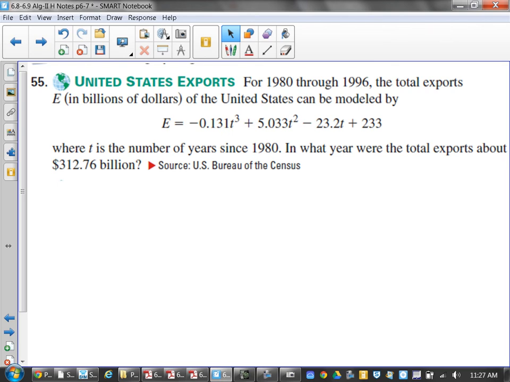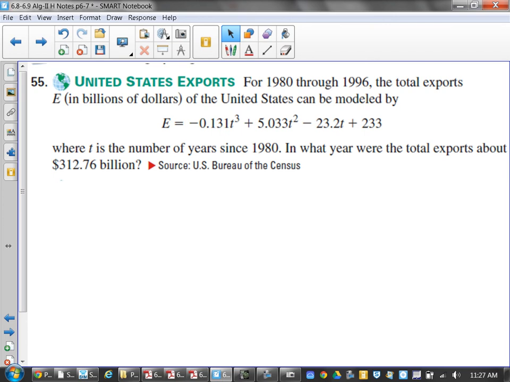If I'm looking at this very first problem, they're talking about the exports of the country between the years of 1980 through 96. It says that E, in billions of dollars, is modeled by this crappy looking function. That's a cubic. That is a negative first term. What direction is this graph going? It's going this way, right? Working its way from the top down. Okay? So we know that.